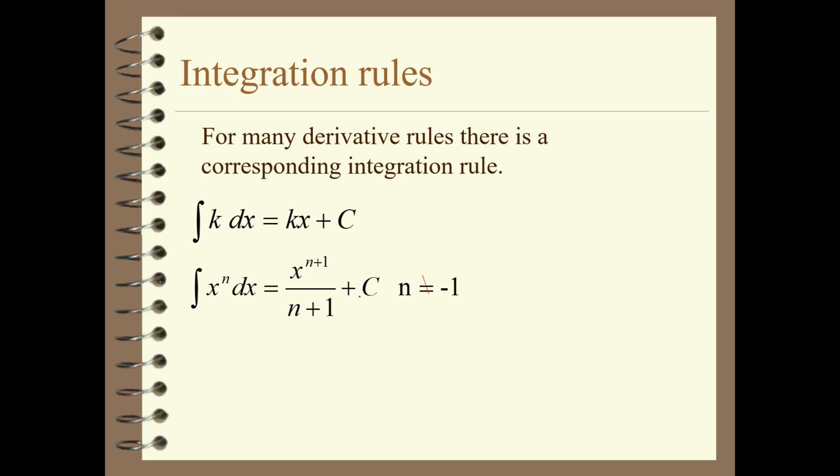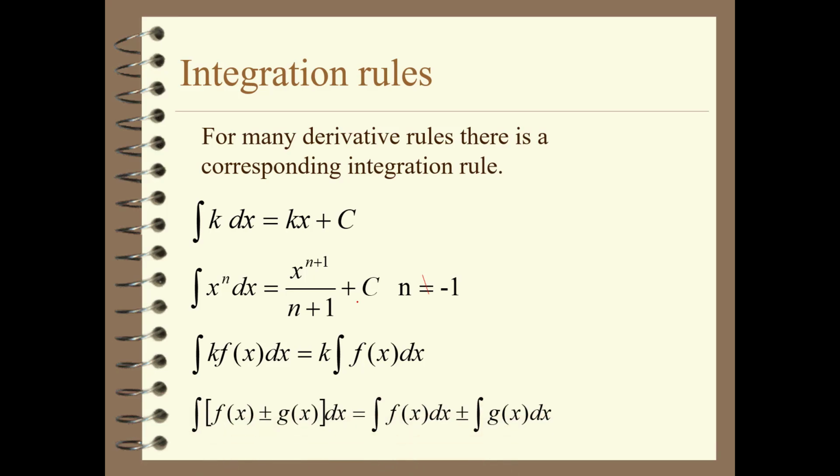If n is -1, you'd have the antiderivative of x to the -1. And that would be the log rule. It's the antiderivative of 1 over x. If you take the antiderivative of a constant times a function, the constant just comes out. And if you take the antiderivative of a sum of functions, it becomes a sum of antiderivatives.